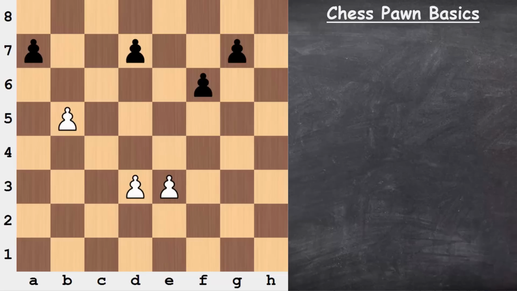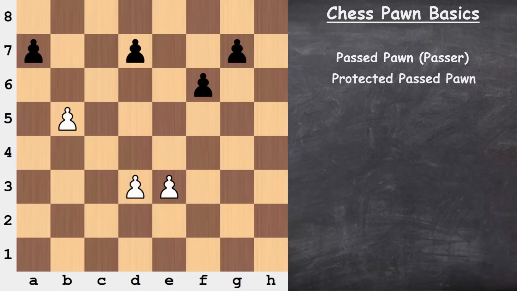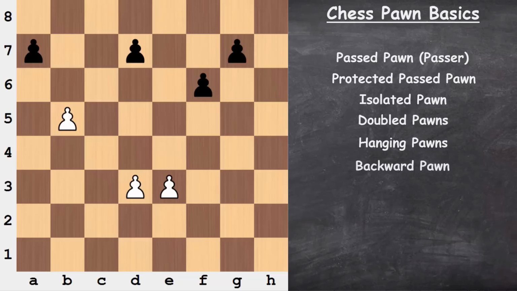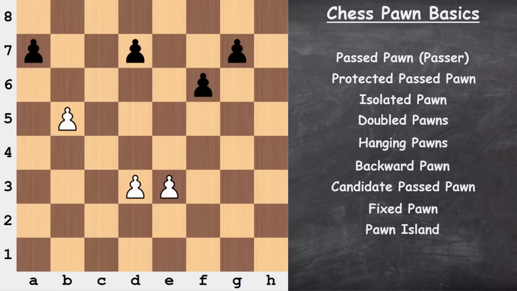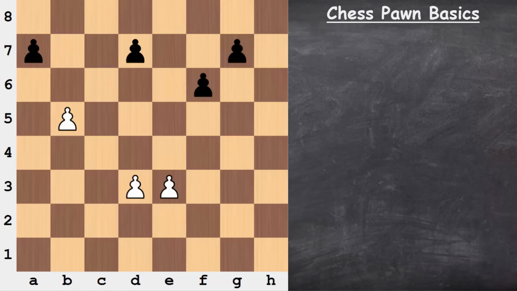We're going to have a look at what a passed pawn is, also known as a passer. We're also going to have a look at what a protected passed pawn is, isolated pawn, doubled pawns, hanging pawns, backward pawn, candidate passed pawn, fixed pawn, pawn island, and one more, pawn chain. So let's take it right from the top, looking first at what a passed pawn is, or a passer.